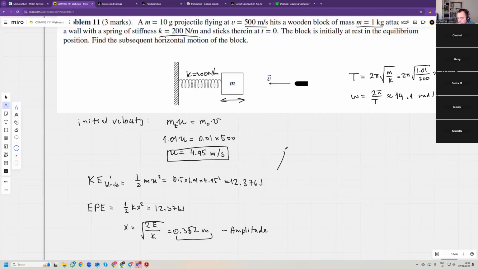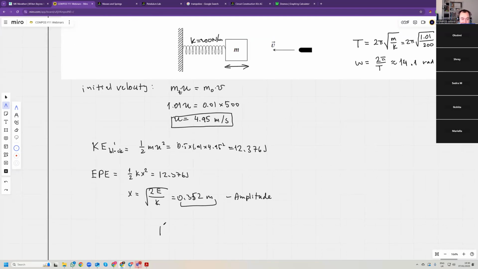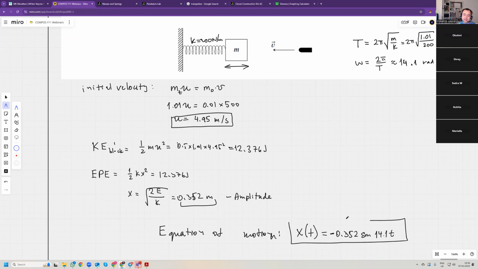So the equation of motion is going to be x equals the amplitude, 0.352, multiplied by sine omega t, so 14.1 t. However, it is moving left, and if we assume that right is positive, that means it's a minus. And that's it.